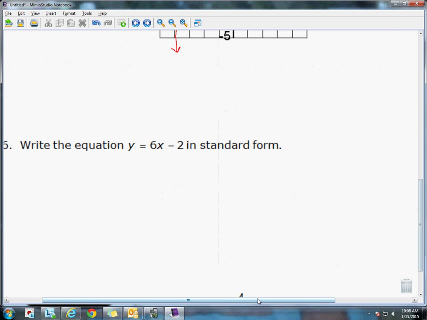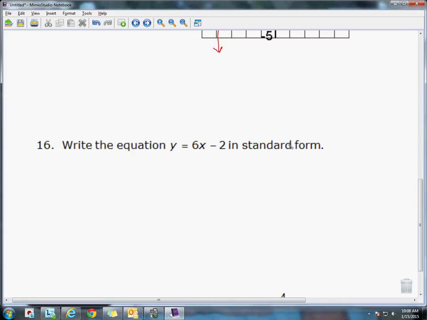Okay, number 16, write the equation y equals 6x minus 2 in standard form. Standard form is where it's ax plus by is equal to c. So x and y have to be on the same side. So I'm going to go ahead and move this 6x on over. If it's positive, it's going to become negative. So I have negative 6x plus y is equal to negative 2.